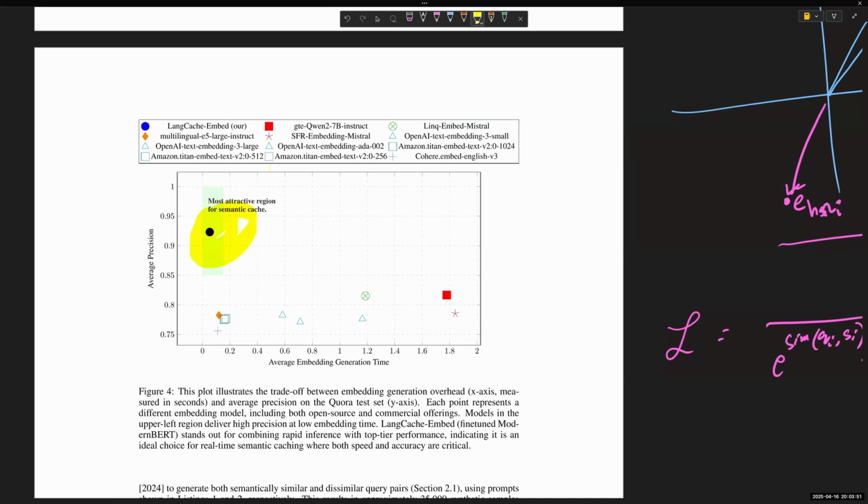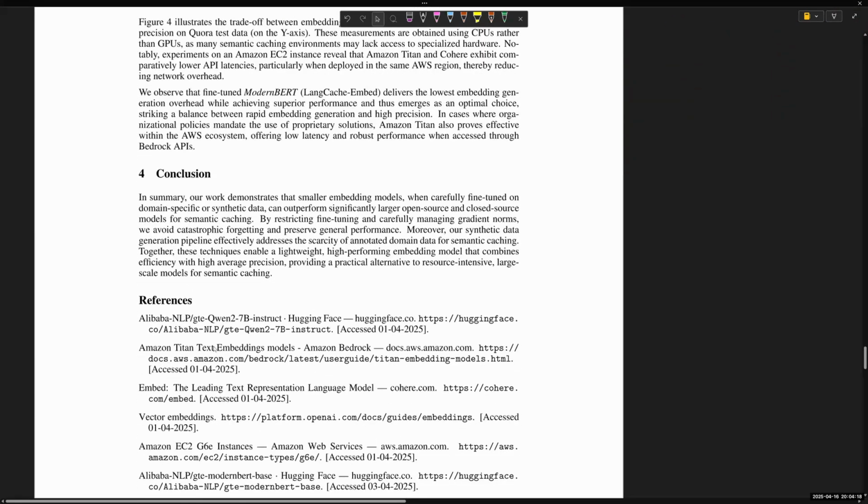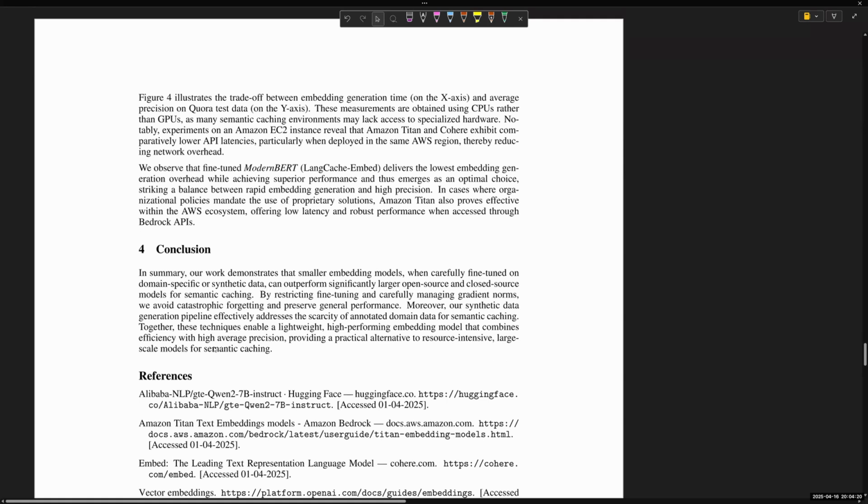You notice that this model, modern BERT fine-tune, has very high average precision. But look at the embedding generation time, which is a measure of the size of the model. If the model is small, there are fewer computes in the forward pass of the encoder. Embeddings come out quickly. The latencies will be low. And that's what you want. What is the ideal goal? You want very low latency and very high precision. And this plot basically says, yes, it manages to achieve that. And that is the end of this paper.